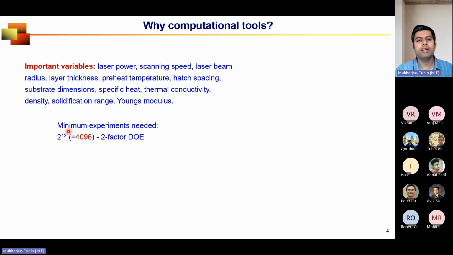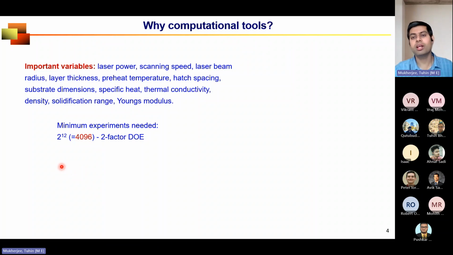Now, even if you take a two-factor design of experiment, that means you need to understand the effect of 12 variables here. You need at least 4096 experiments. Now, Dr. Samanto can tell that from the experimental point of view, doing one successful experiment sometimes may take a day. So if you need to do 4096 experiments, a PhD student cannot finish his or her thesis in 10 years. So that's the challenge we have currently in additive manufacturing.